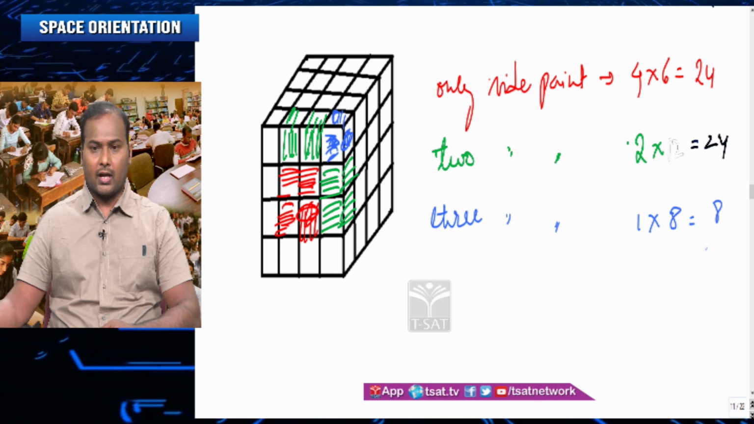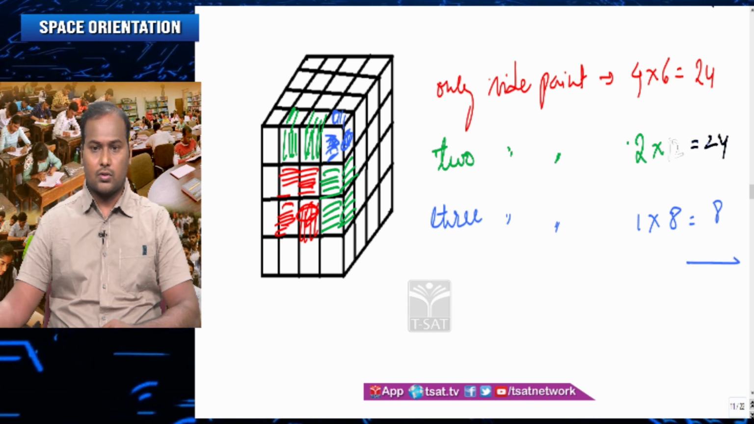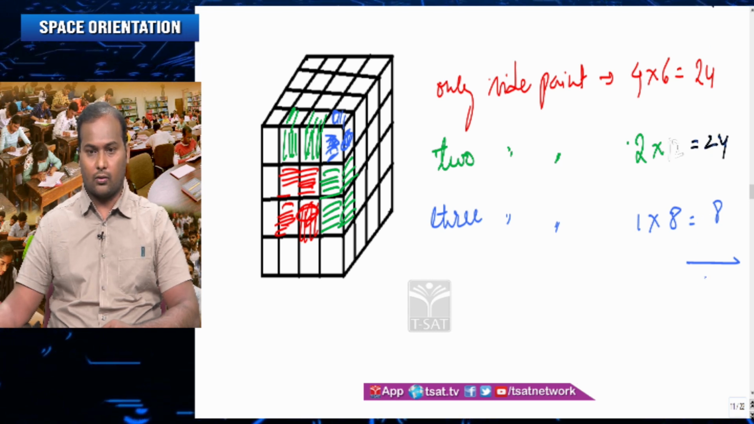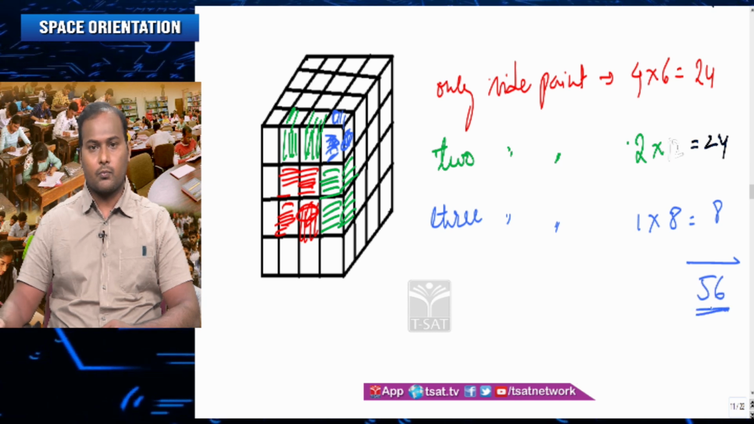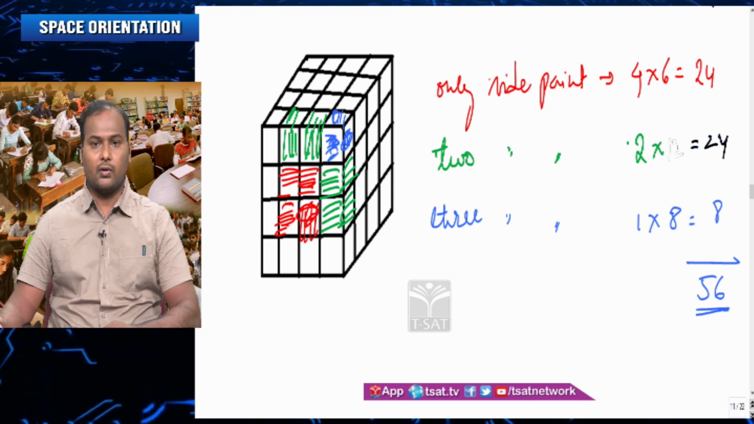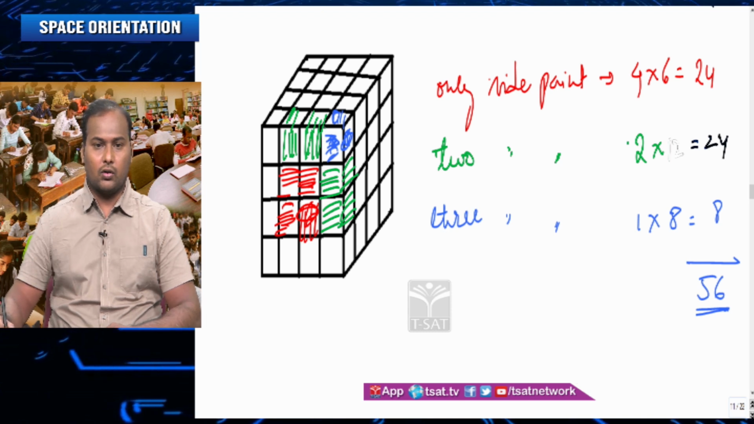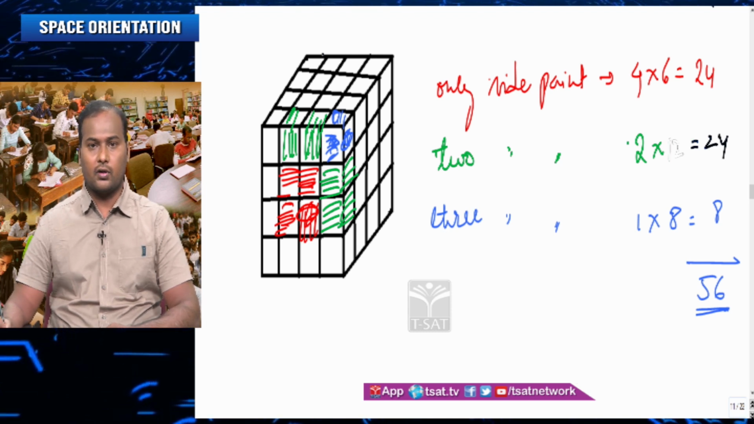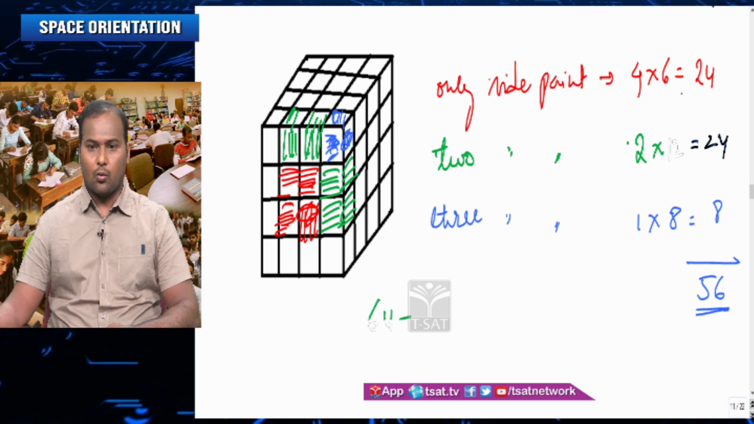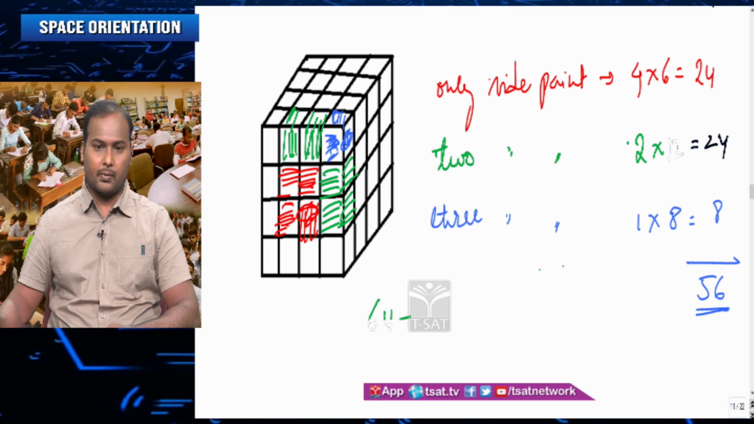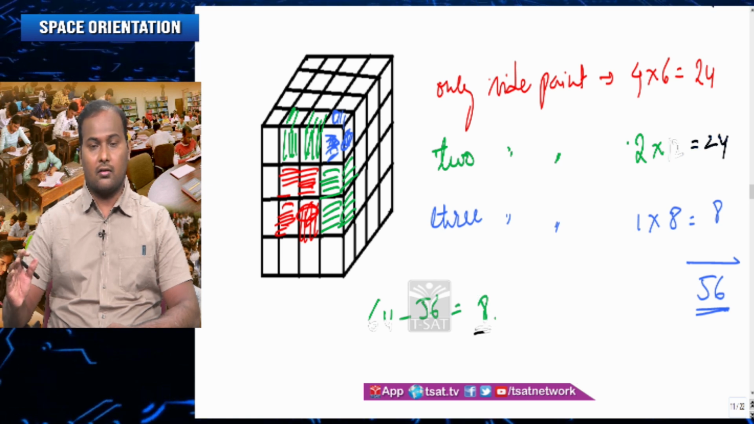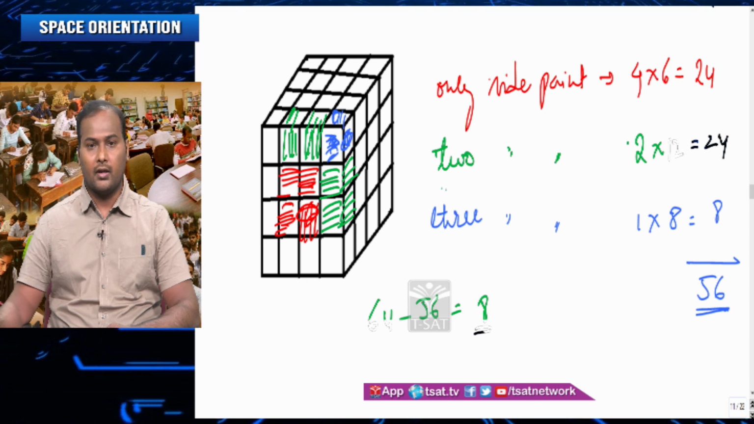Okay. So again you calculate it. One side, two side and three side. Total how many will you get? 24 plus 24 is 48. 48 plus 8, total 56. If the question is, how many small cubes are not visible, or how many small cubes will not have any paint, then we know the total number of small cubes is 4 into 4 into 4, that is 64. From this 64 you subtract one side, two side and three side paint, that is 56. Your answer will be 8. These are not at all visible for us, or these are not painted at all.